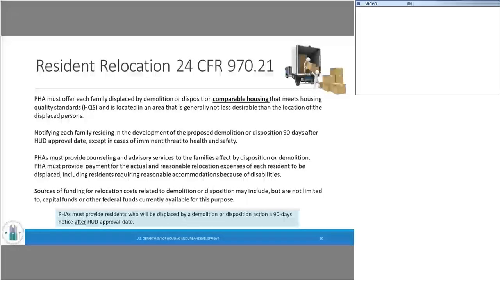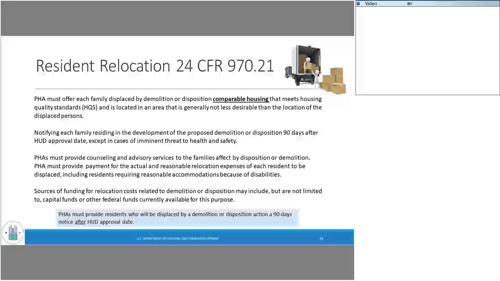All right, resident relocation. According to 24 CFR 970.21, PHAs must offer each family displaced by demolition or disposition comparable housing. Very important, that meets housing quality standards, better known as HQS, and is located in an area that is generally not less desirable than the location of the displaced persons. Notify each family residing in the development of the proposed demolition or disposition 90 days, that 90 days is coming up again, after HUD approval date, except in cases of an imminent threat to health and safety, and that's an exception, of course. PHAs must also provide counseling and advisory services to families affected by disposition or demolition.